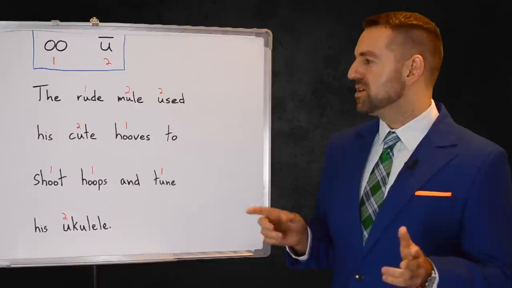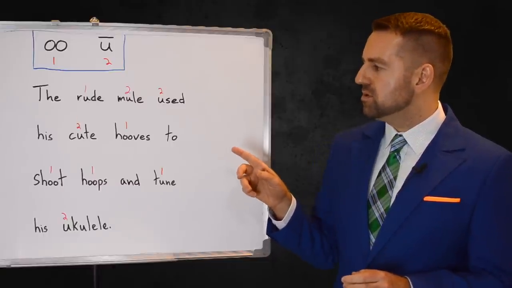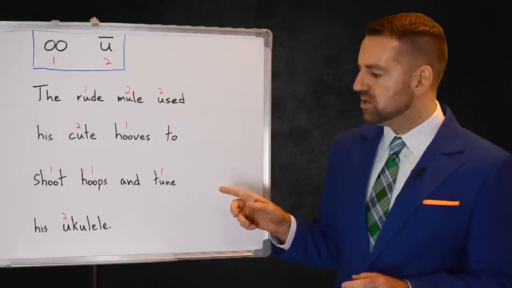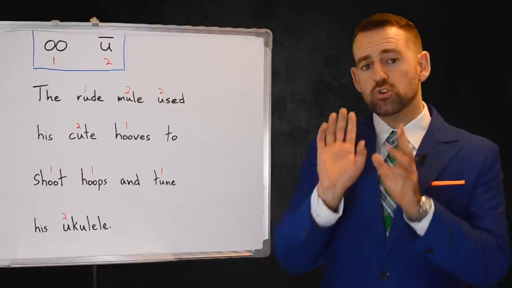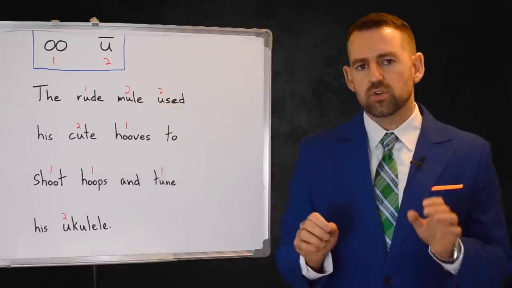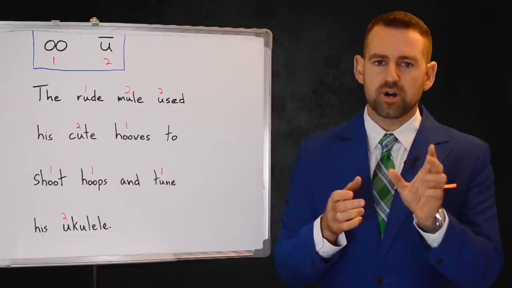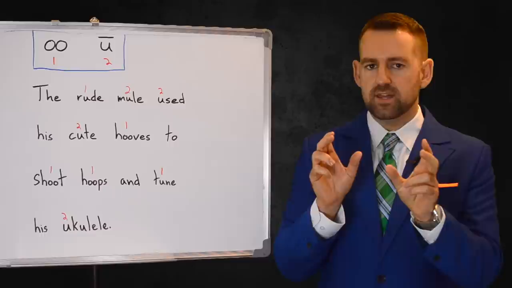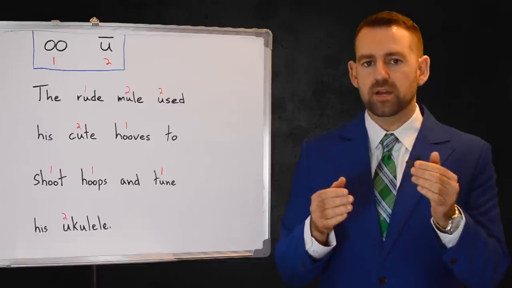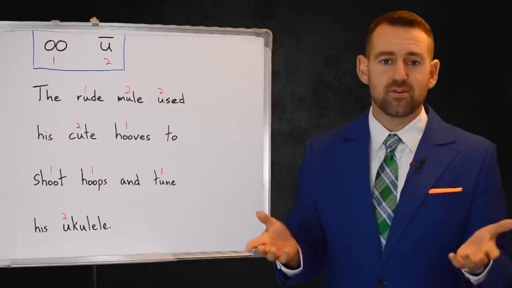Thank you. So let's read this sentence here to practice these two sounds. The rude mule used his cute hooves to shoot hoops and tune his ukulele. To shoot hoops means to play basketball, and a mule is the cross between a donkey and a horse. So a mule looks like a donkey, but it's a cross between a donkey and a horse. It's the baby. So actually a mule is a little bit bigger than a donkey, but I probably wouldn't know the difference if I saw a donkey or a mule.